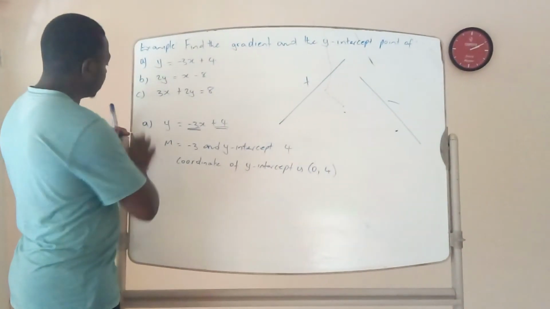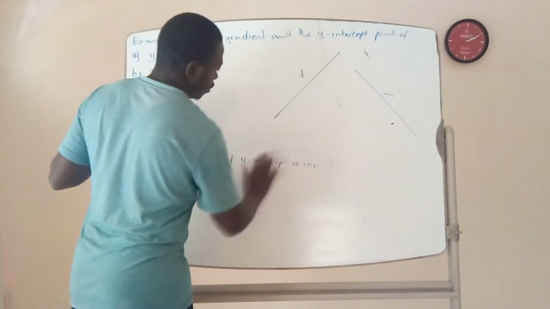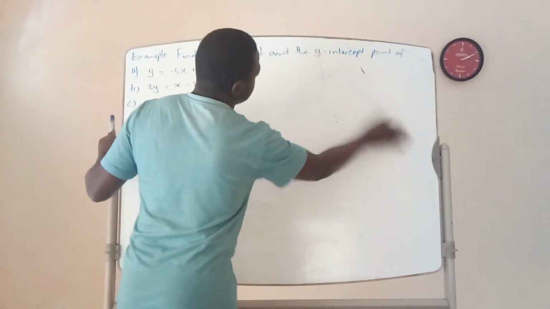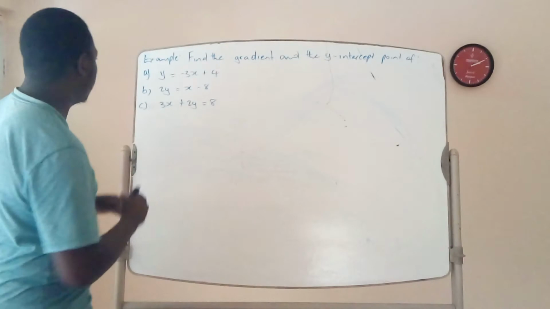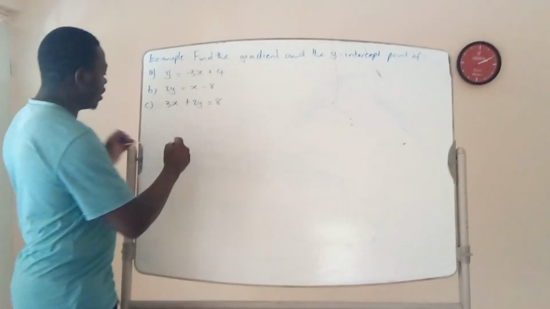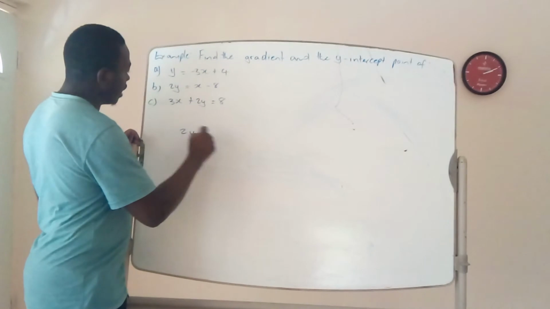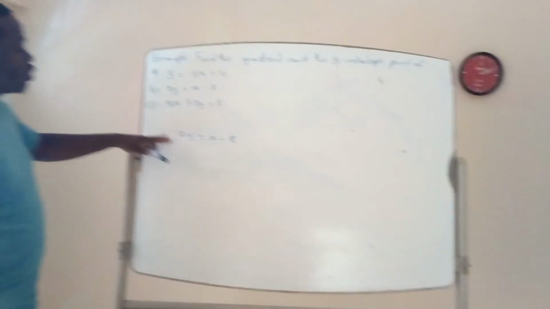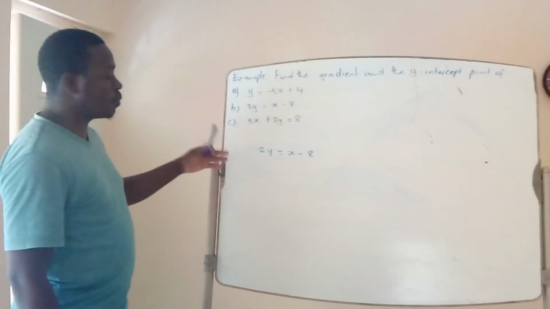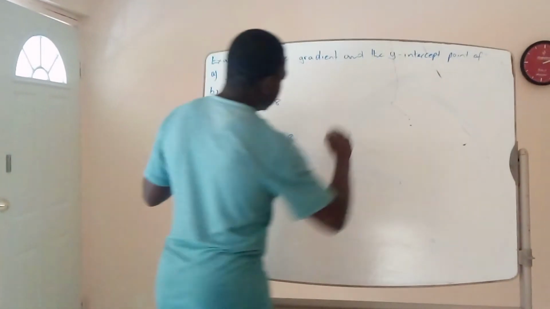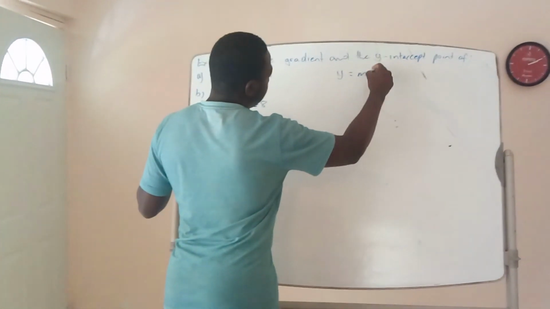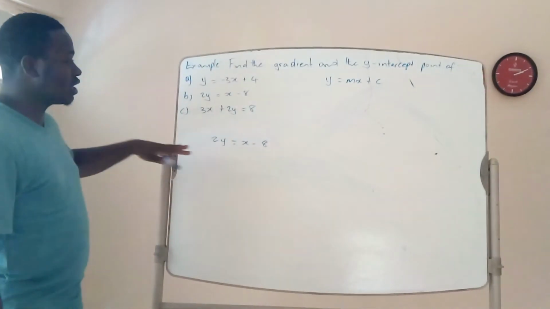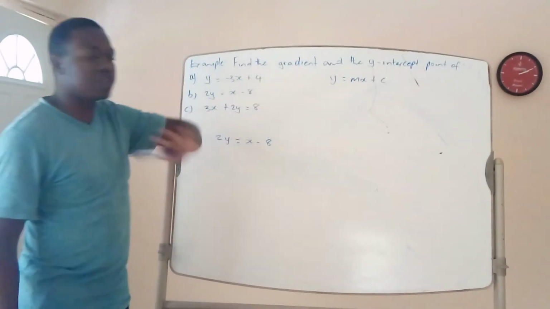Now we're going to look at the solution for part B and part A. Now part B is slightly different. The equation is 2y equal x minus 8. Whenever we have an equation that is not in the form y equal mx plus c, our objective is to rewrite the given equation in the form y equal mx plus c.